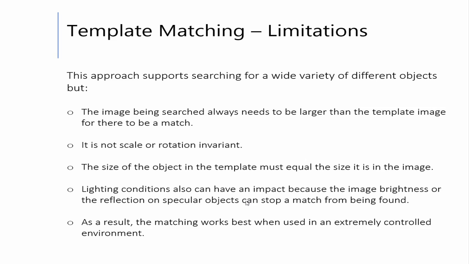Okay, so this really good algorithm does come with its limitations. This approach supports searching for a wide variety of different objects, but the image being searched always needs to be larger than the template image for there to be a match. The size of the object in the template must equal the size it is in the image. Lighting conditions can also have an impact, because image brightness or reflection on specular objects can stop a match from being found. As a result, the matching works best when it is used in an extremely controlled environment.